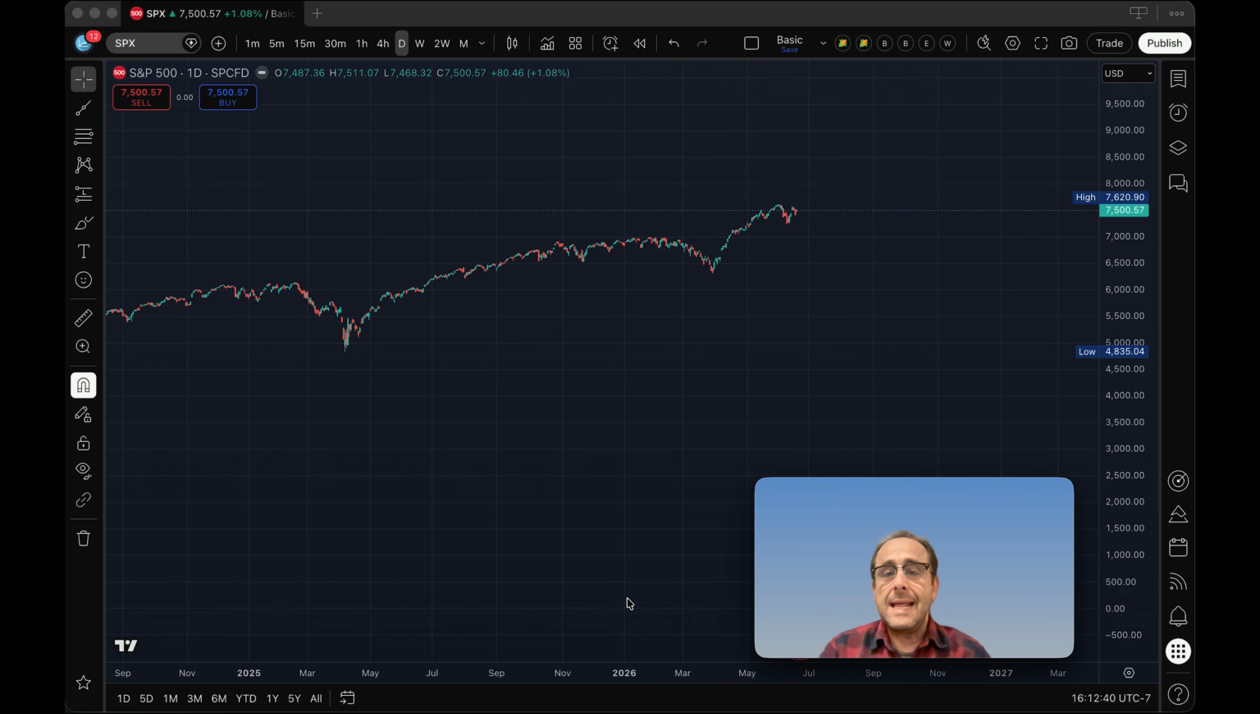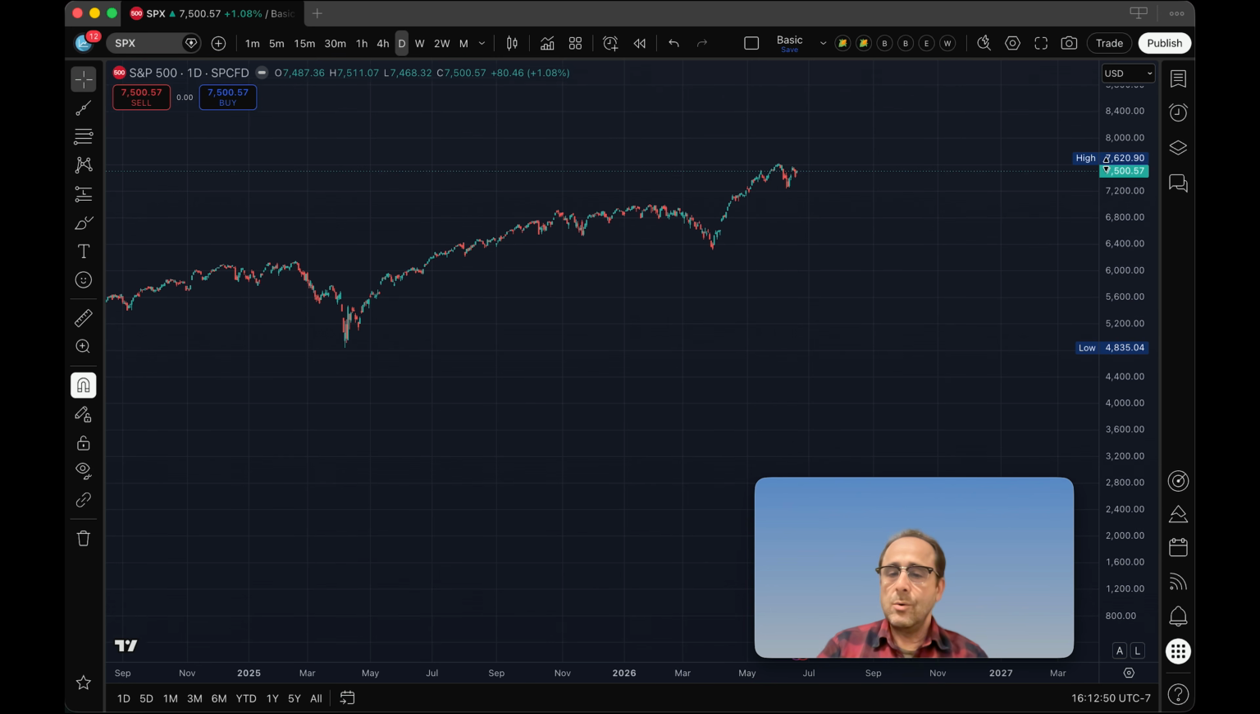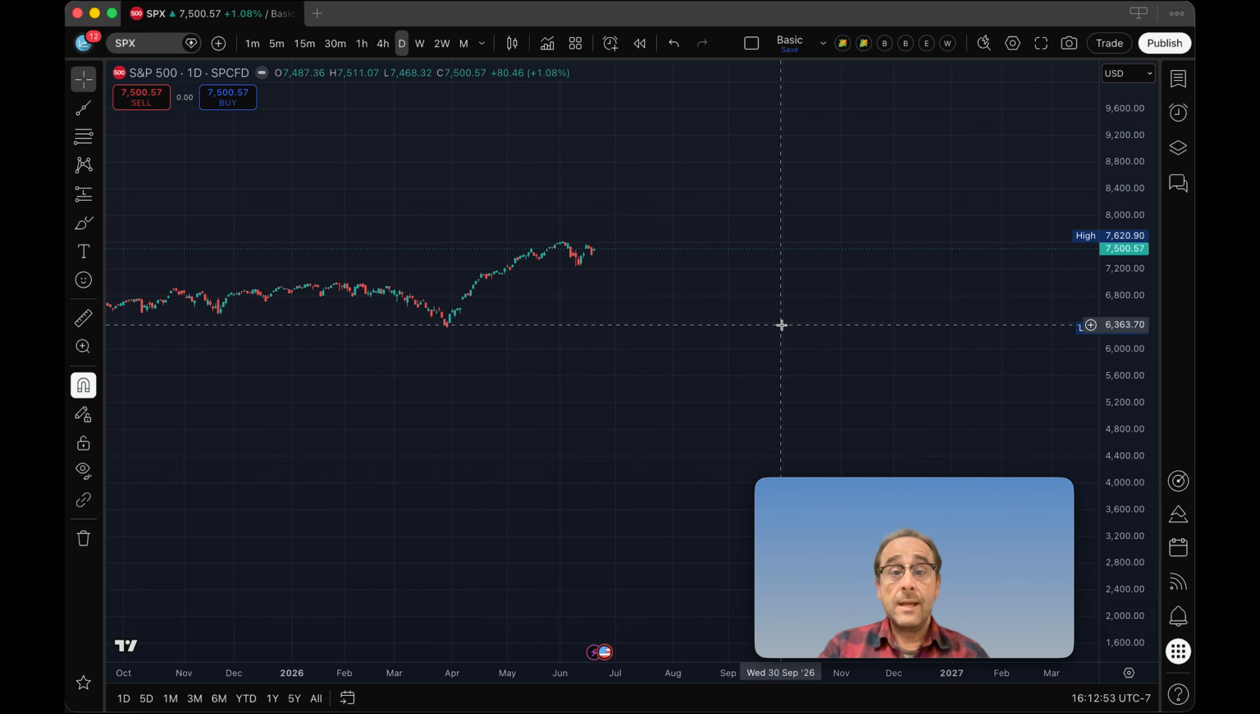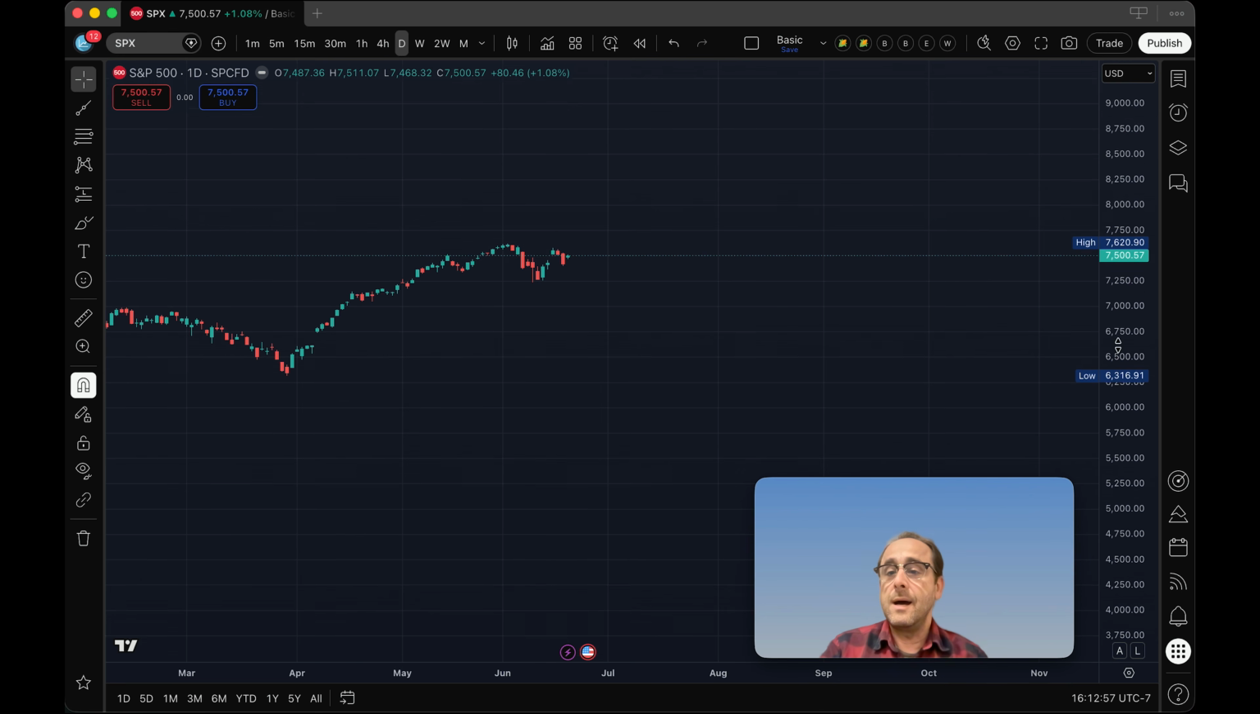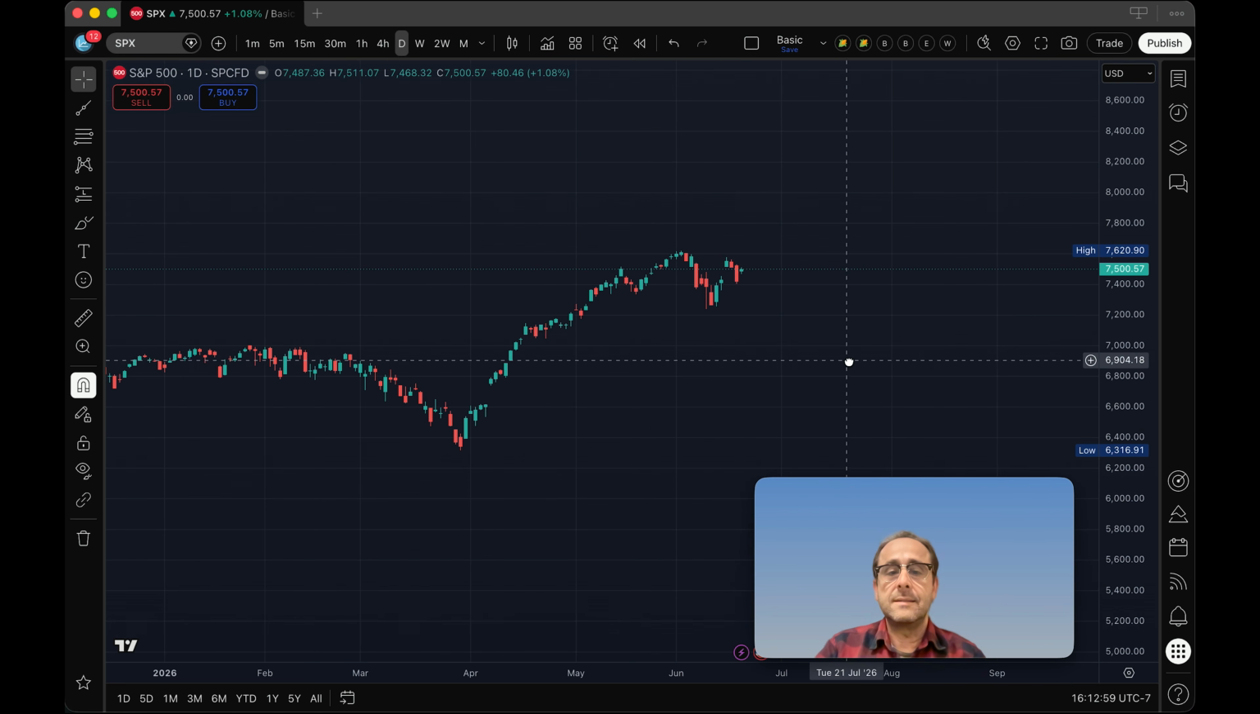So this is an S&P chart. This is a daily chart, S&P. You can see over here, I got SPX selected, 1 day time frame. And I'm going to zoom in a little bit here and show you what I'm seeing and how to interpret some basic stuff.